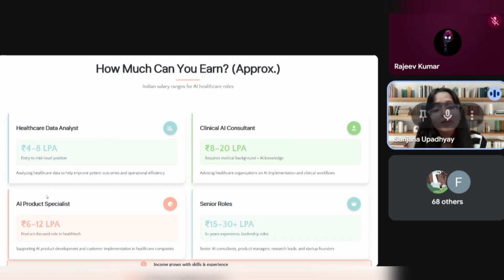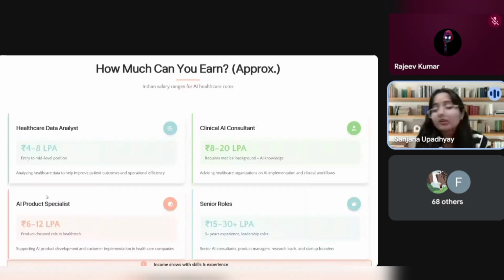Along with that, take a clinical AI consultant. For example, if you're a radiologist and you want to consult for a company which is building products in radiology and getting the models developed, and you know exactly what kind of images there are and what the problems in those images are, then you can get around 8 to 20 LPA as a clinical AI consultant.